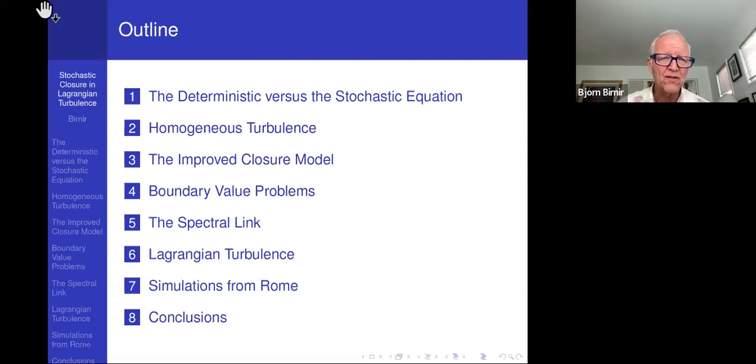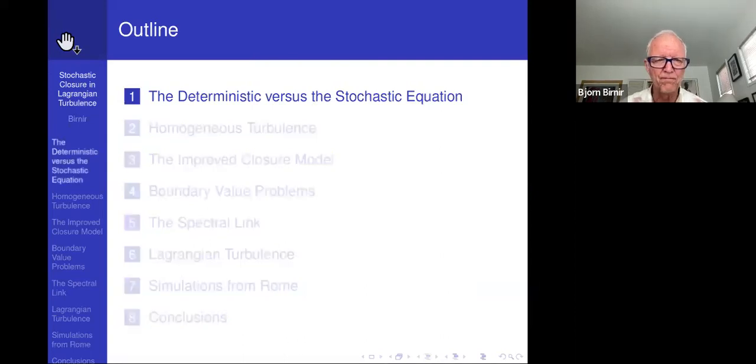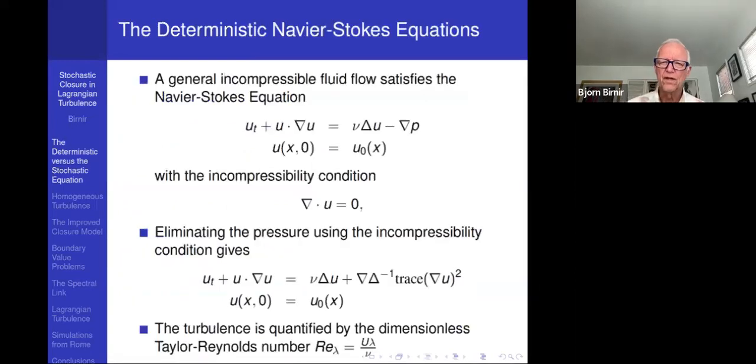So let's start with the deterministic versus the stochastic Navier-Stokes equation. So here is the Navier-Stokes equation with the incompressibility condition. And what I like to do is eliminate the pressure using the incompressibility, because that shows that there are really two nonlinearities in the equation. One is the usual nonlinearity from the inertial terms, but there's another nonlinearity coming from the pressure terms as well. And that actually plays a fairly big role in the theory.